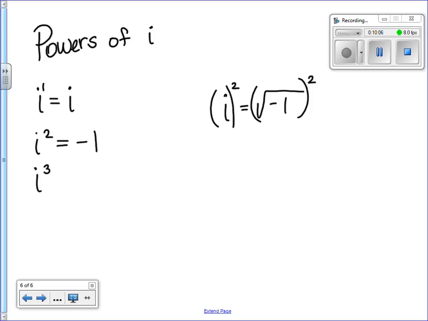i to the third. I'm going to split that up into i to the first power times i squared, because if I multiply these together, the 1 and the 2 are going to equal 3, right? So what's i to the first power? i. And what's i squared? -1. So i to the third equals negative i.